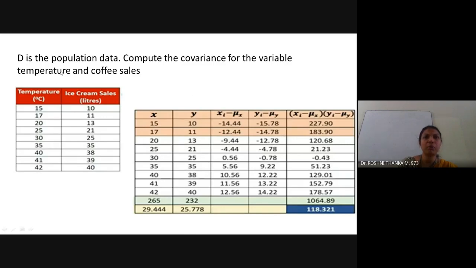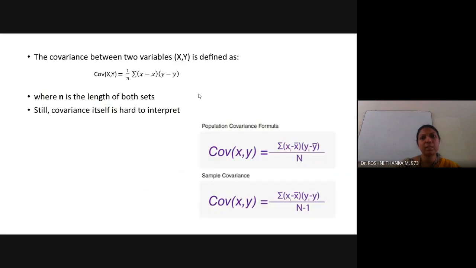So here we want to find if there is any relationship between temperature and ice cream sales. It is given here as coffee sales, but it is ice cream sales. I want to find whether there is a covariance or relationship between these two variables. So what is the formula? The formula is the summation of x minus x bar times y minus y bar, divided by n.